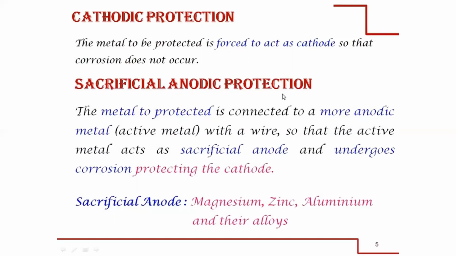In this method, our aim is to identify the more active metal from the electrochemical series, compared to the metal to be protected. But why are we calling it a sacrificial anode or sacrificial anodic method? I will tell you in the next slide. The sacrificial anode can be magnesium, zinc, aluminum, and their alloys. Their reduction potential is very low compared to other metals, and these metals are very active compared to other metals. This can be understood from the electrochemical series.